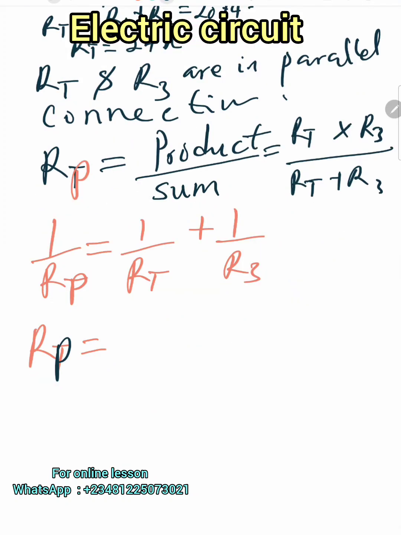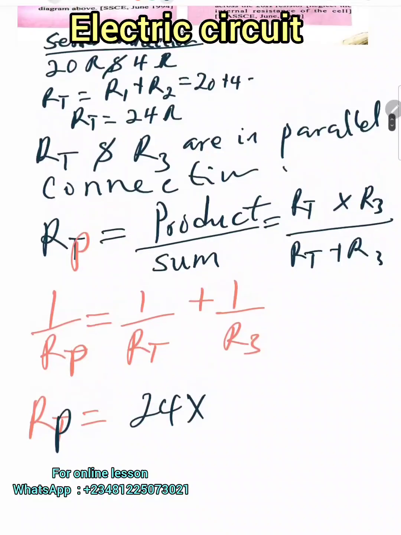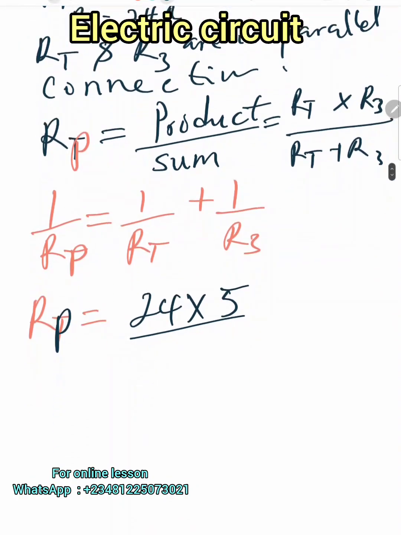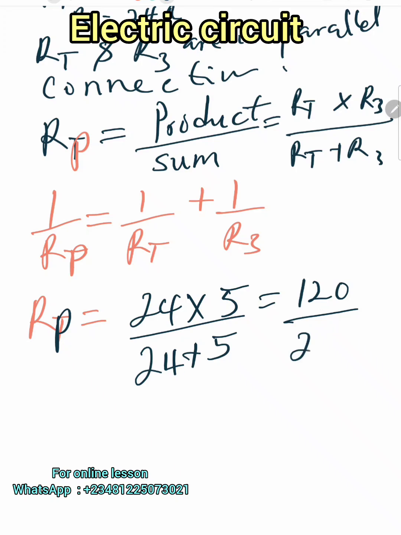Now, for the product, what was our R total there? It's 24. That is 24 times, what's our R3? R3 is 5 from the circuit. Now all over the sum, R total plus R3, that is 24 plus 5. Now 24 times 5 is 120, all over 29. 24 plus 5 is 29.